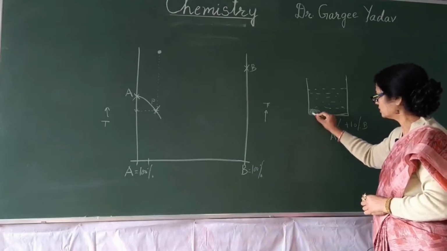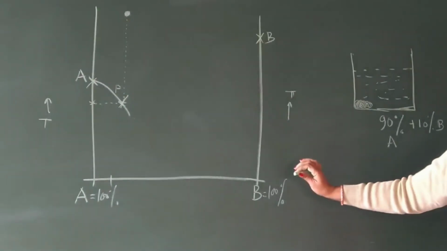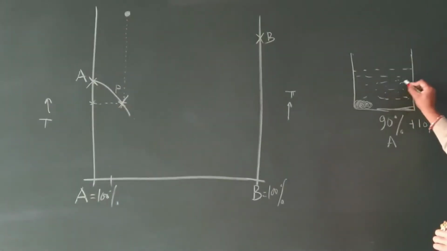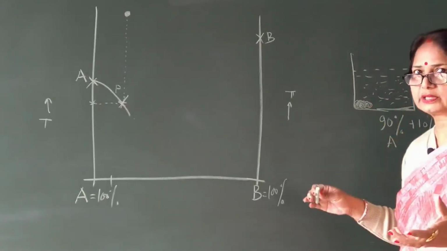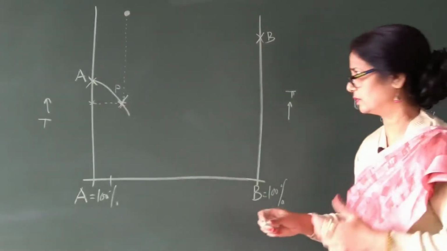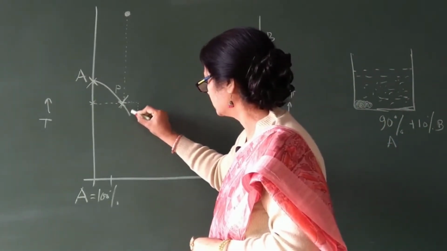Then what will happen to this melt? It will become a bit rich in B. Now the composition of B is somewhat more than that of the previous one. Suppose the composition is now this much.